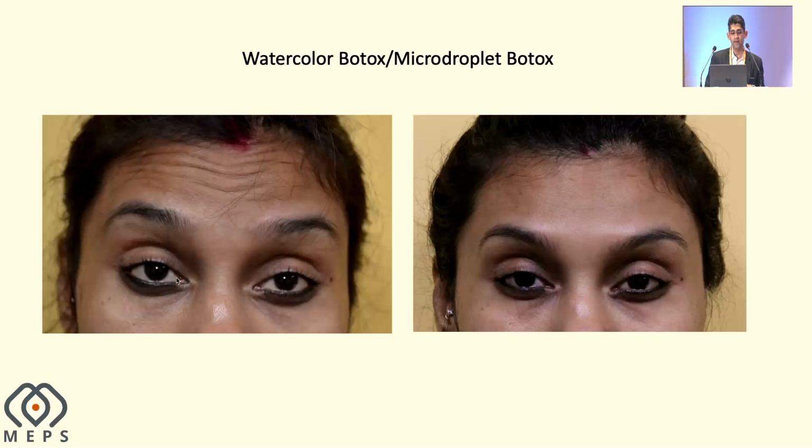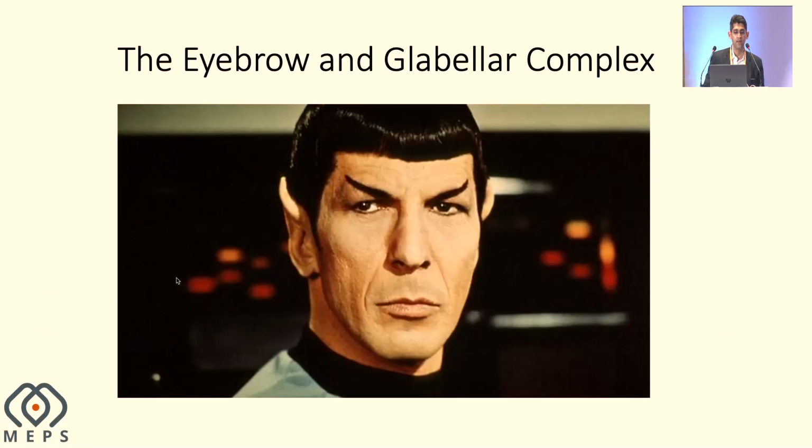And then there is a technique called microdroplet or watercolor Botox, where you dilute it 1:10. So if you're injecting 1 unit in 0.1, you inject 0.1 unit in 0.1 cc, which gives a paintbrush effect on the whole forehead region and avoids a frozen look on the forehead region.